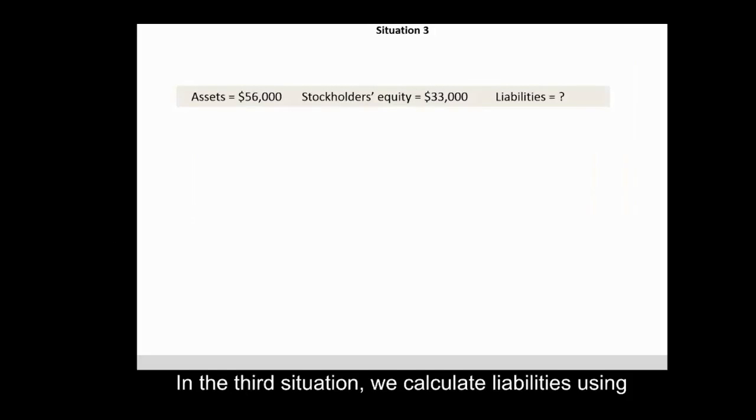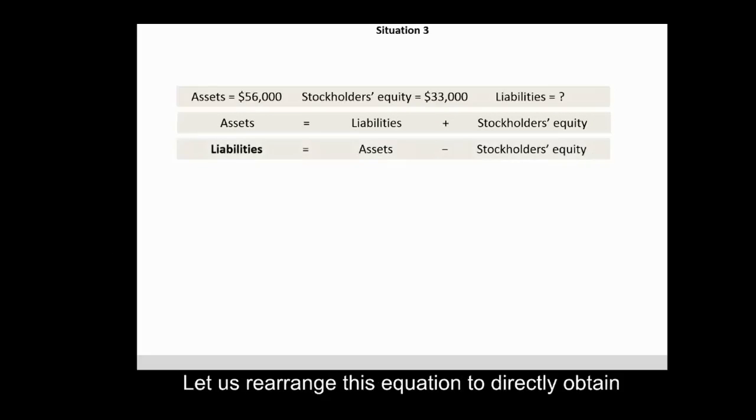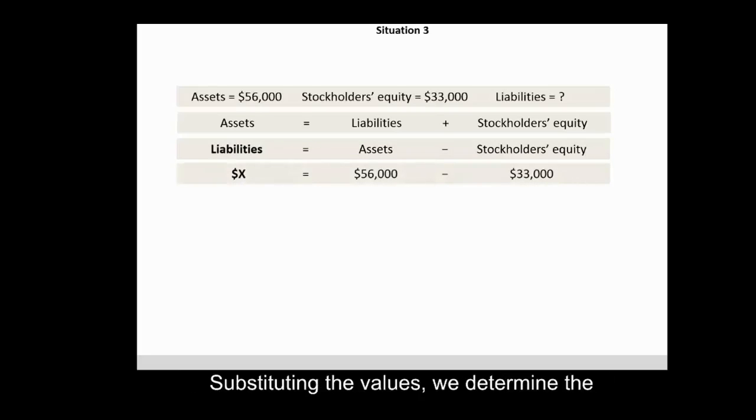In the third situation, we calculate liabilities using the basic accounting equation. Assets equal liabilities plus stockholders' equity. Let us rearrange this equation to directly obtain liabilities. Substituting the values, we determine the liabilities to be $23,000.